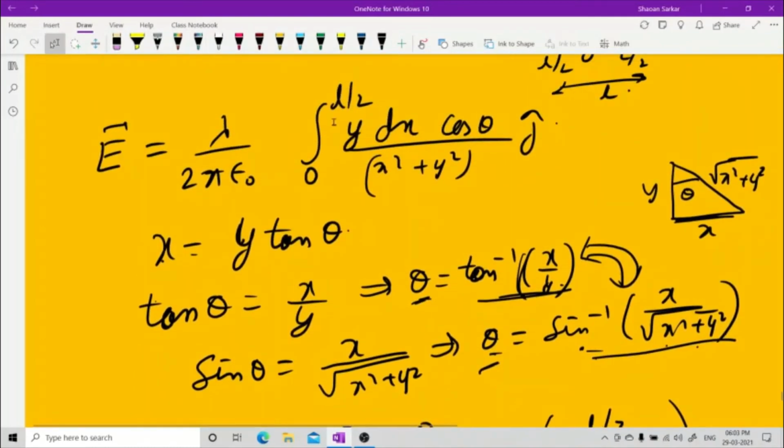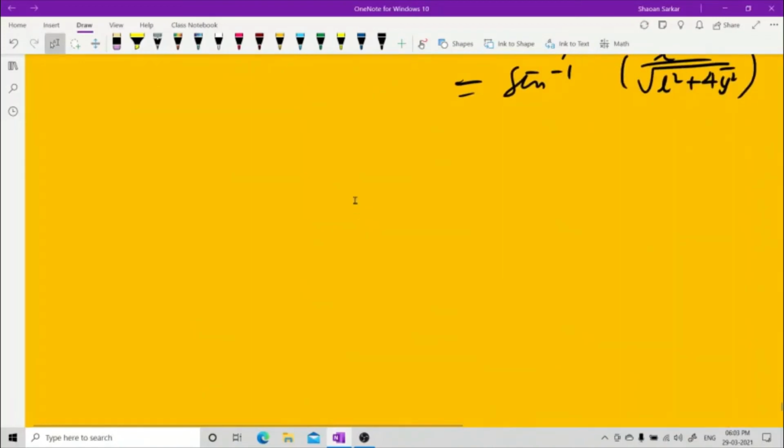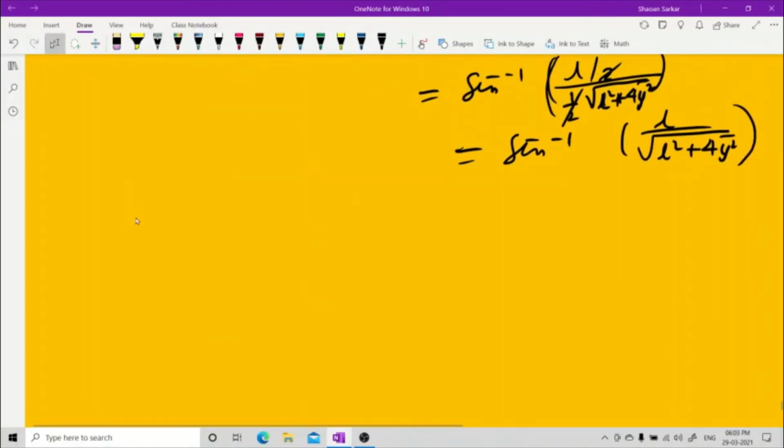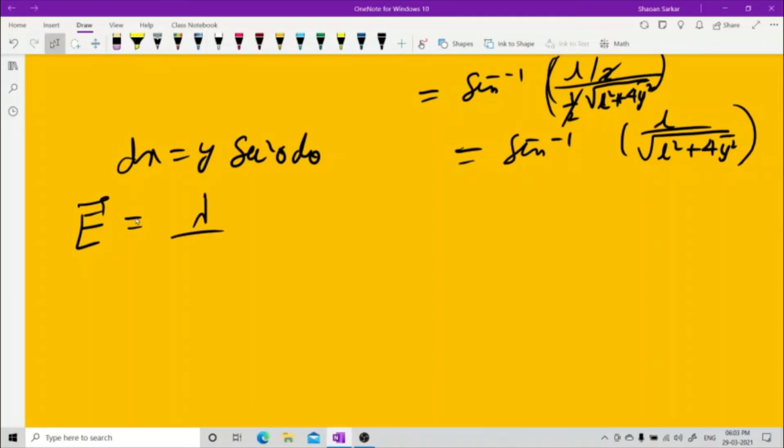See, our expression was this. Now, if this is our expression, what I do is that I put in place of x. Let us do it here. We have E. So dx will be equal to y sec square theta d theta. So E is lambda upon 2 pi epsilon naught.